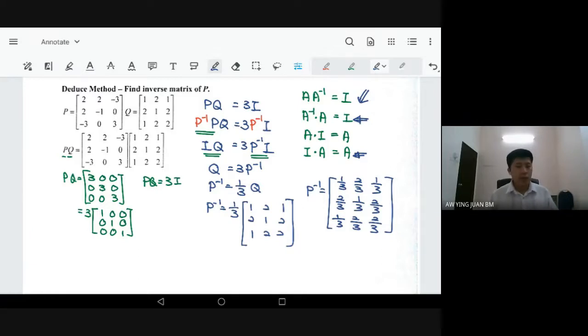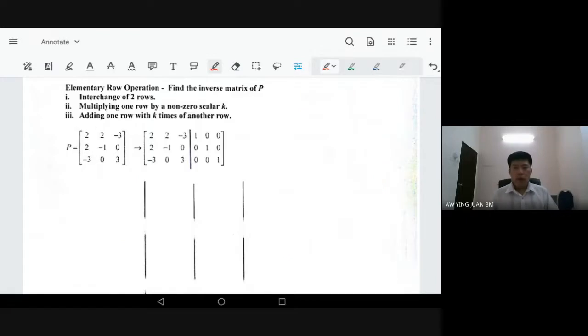So this is the second method, we call it the deduce method. Method number 3, we are going through the elementary row operation. The purpose is to find the inverse matrix of P. So now we are going through method number 3, which is the elementary row operation, or we can say ERO. The purpose is to find the inverse matrix.